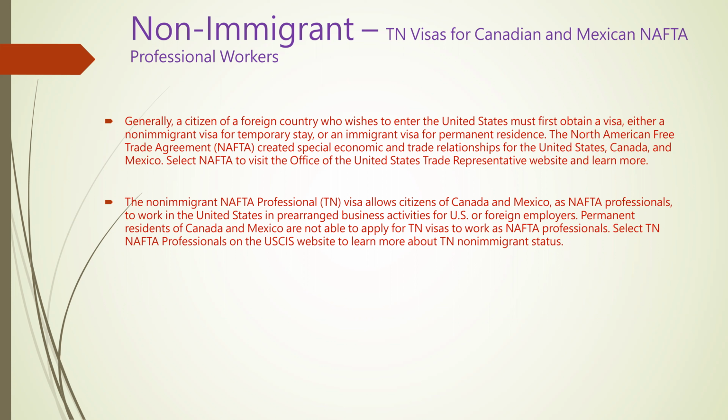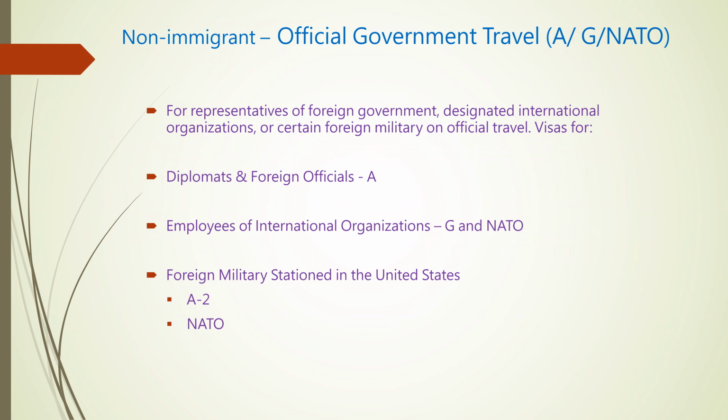So in future, if you land in Mexico or Canada and you get the citizenship of that country, you can come to the US and work here legally. It's a non-immigrant visa, and it's a work visa. It's a professional visa, not a labor visa. And next, the non-immigrant official government visa.